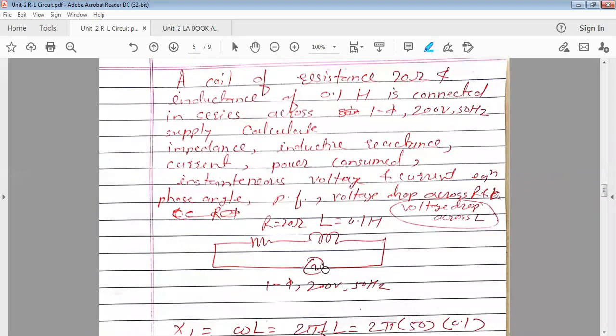No difficulty. Can we go for numerical? Okay, yes ma'am. Okay. So see now the numerical on series RL.